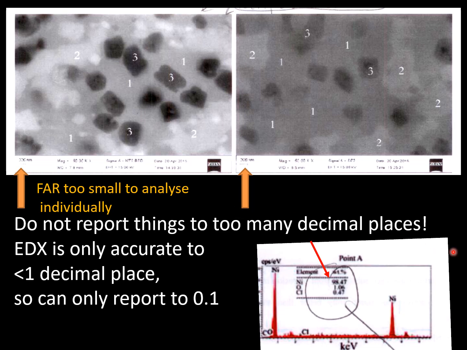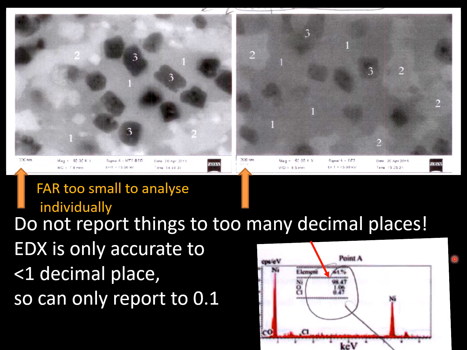Okay, another thing is, do not report things to too many decimal places. EDX is actually only accurate to less than 1 decimal place, really, but we do report it to 0.1, you know, to the first decimal place. So here they're reporting to the 2nd decimal place.